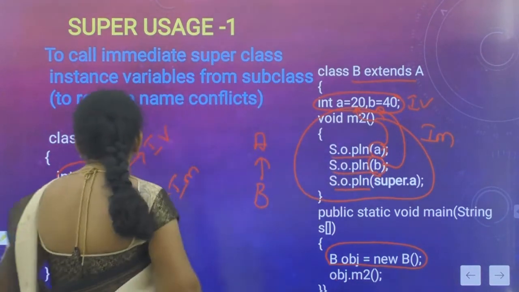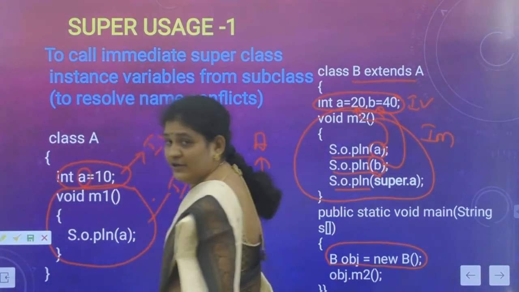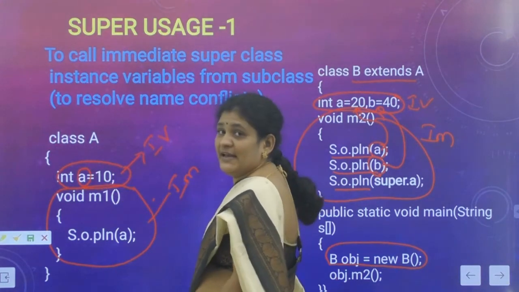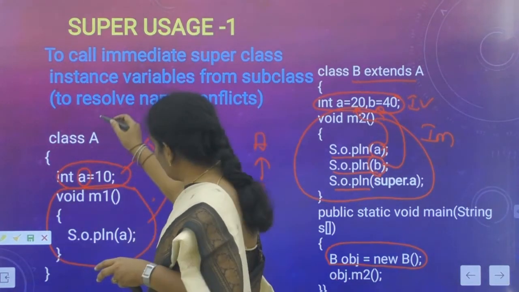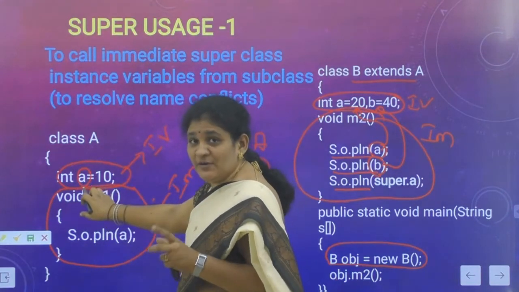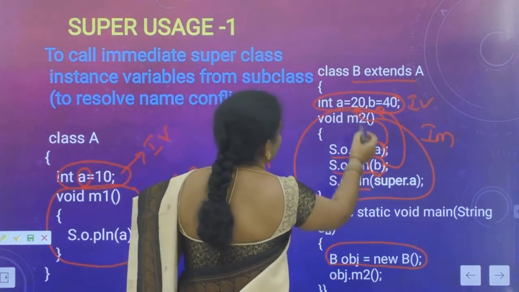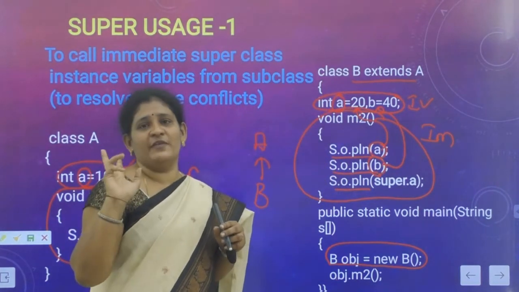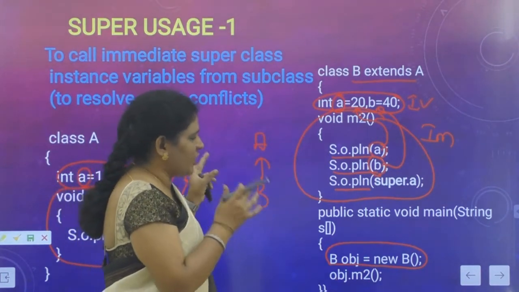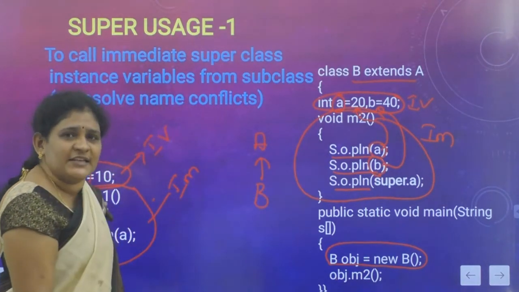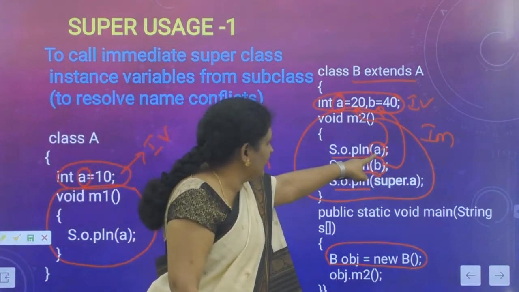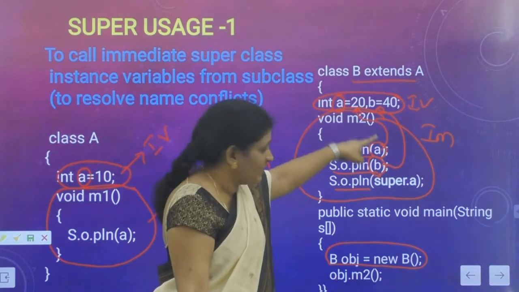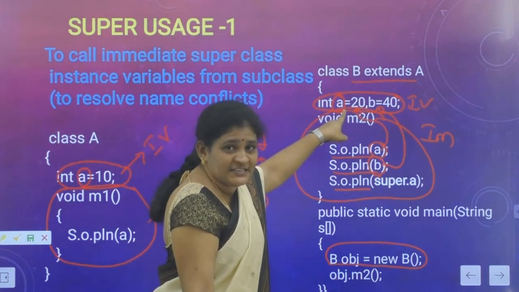What if I want to access this value? What if I want to access the superclass A variable, the superclass instance variable? Here comes the name conflict. In superclass, we are having a variable called A. Similarly, in subclass also, we are having a variable called A. So with the same name, we are having 2 variables. In that context, how can I access the superclass instance variable? If I try to access A here, it takes the value of subclass. This A represents the subclass instance variable.